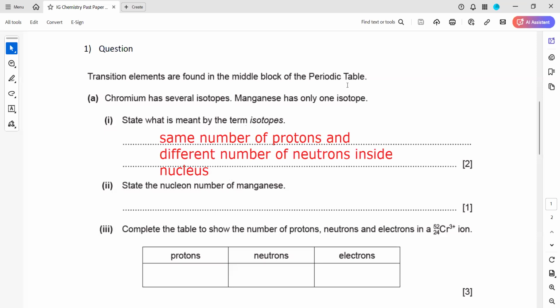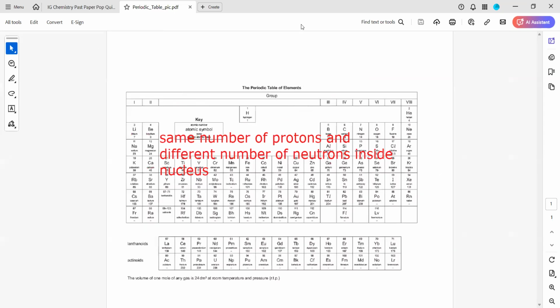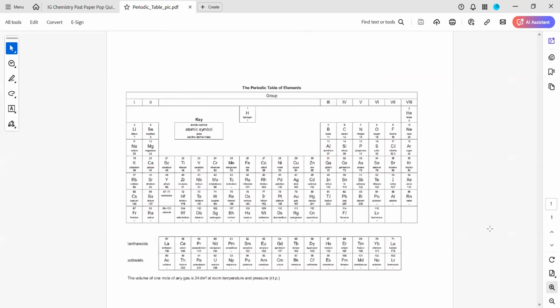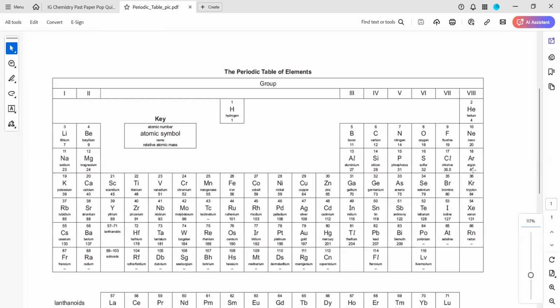State the nucleon number of manganese. If you need the nucleon number of manganese, you have to use a periodic table. So when you check the periodic table, this is the image of the periodic table. What is the proton number of manganese? Where do you see manganese here? So we have manganese in this position. What is the proton number of manganese according to this position? Proton number 25. Good. So the proton number is 25.